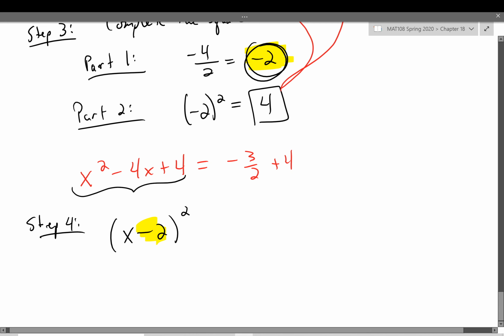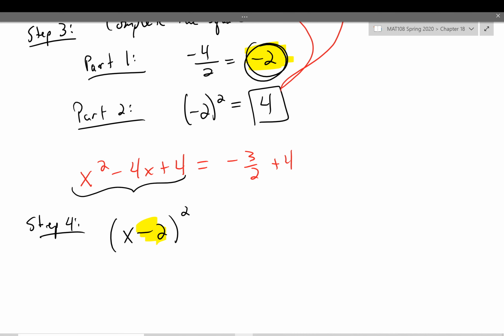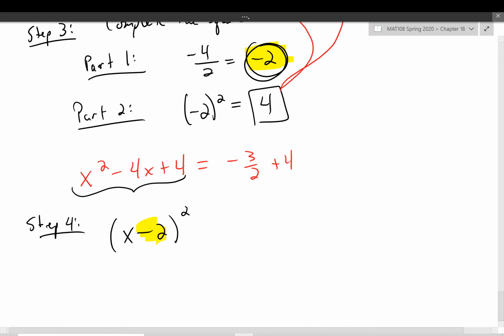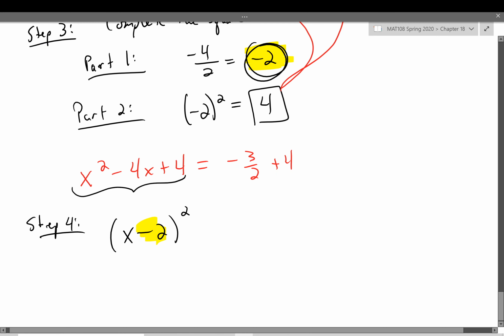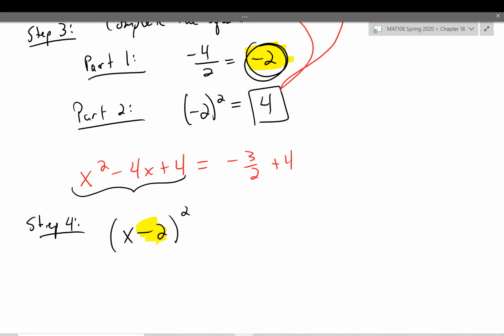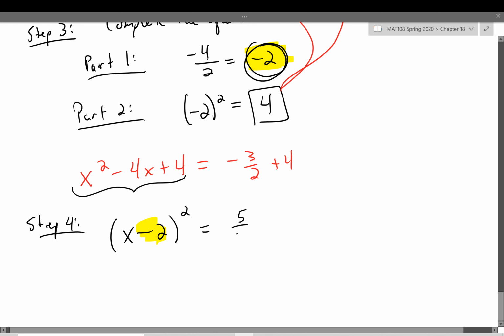And you've already factored it. You don't even have to really factor it if you recognize what you have in front of you, okay? On the right-hand side, I have to add negative 3/2 plus 4, and that's going to give me 5 over 2, okay?